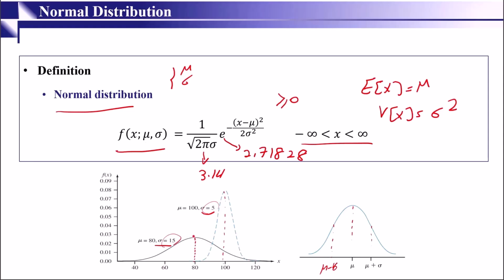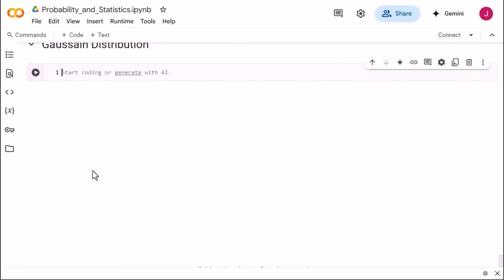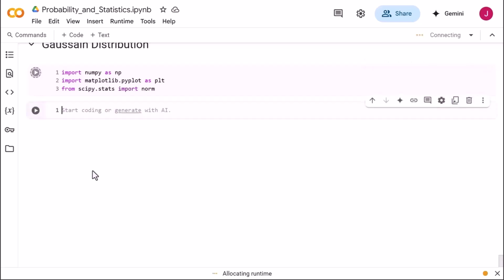So let's move to Python to plot some normal distributions to better understand how it works. So we want to plot some normal distributions. For that, we need to import numpy as np, and import matplotlib.pyplot as plt. And also in SciPy, we have norm, so we will import it: from scipy.stats import norm. That's all.